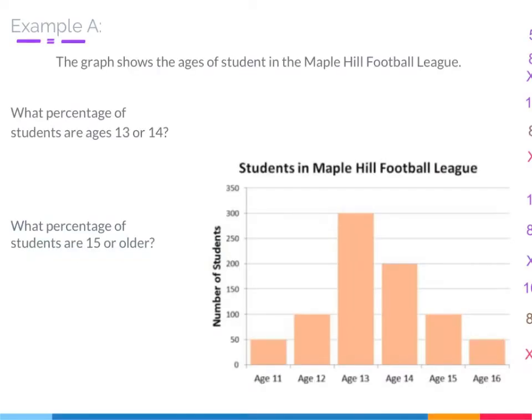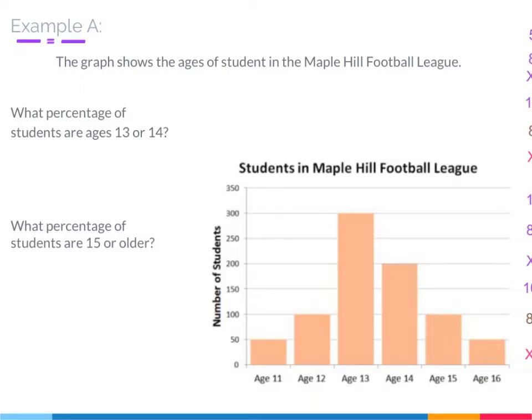Here we are at example A, and it says the graph shows the ages of students in Maple Hill Football League. And it has a couple questions for us. We've got a graph down there indicating the ages of the students in the football league. And a couple questions start with what percentage of students are ages 13 to 14, and what percentage of students are 15 or older. So we're going to have to take a look at both problems right now, but let's take a look at our graph and start with the first one.